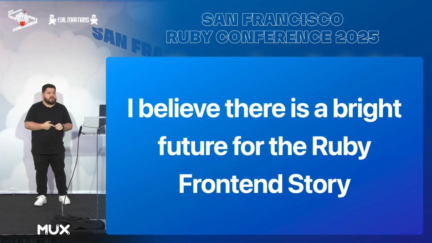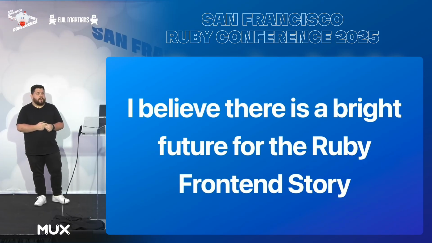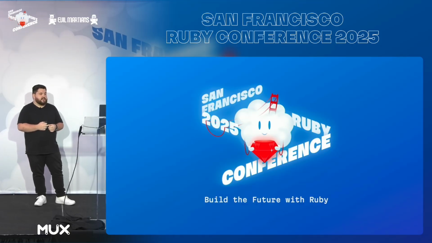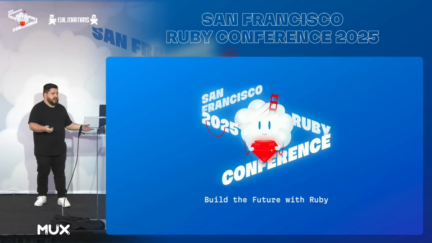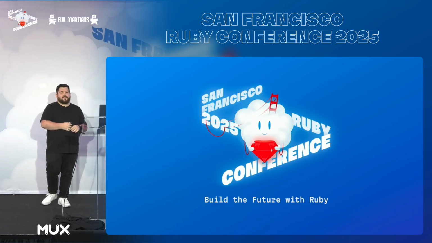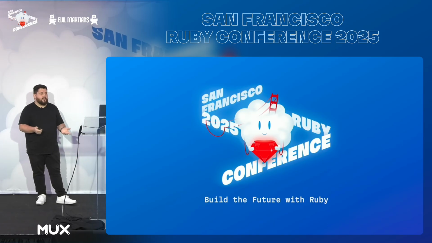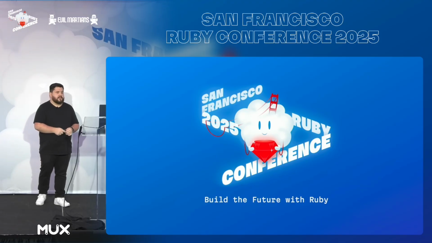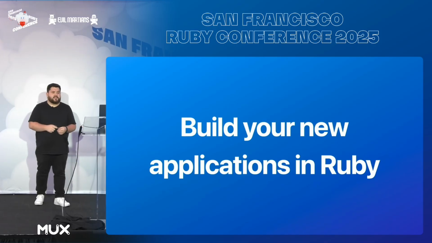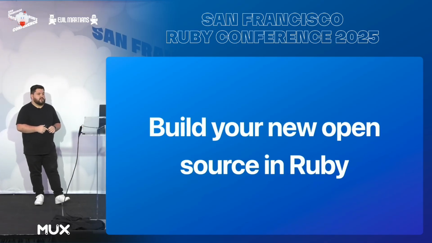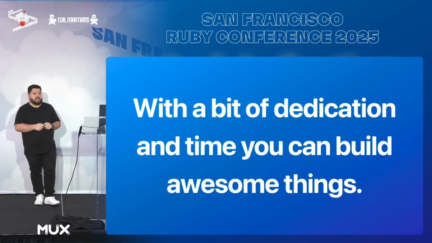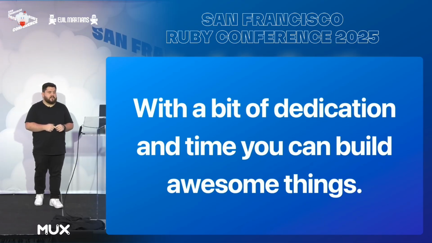With this, I believe there is a bright future for the Ruby frontend story, and I want you to build the future with Ruby, with these tools, ideally. So you don't have to abandon the whole full stack in Rails or in Ruby, but you can use these tools to build more ambitious applications. So build your new applications in Ruby, build new open source in Ruby, and share it with the community. And with a bit of dedication and time, you can build awesome things, even if it seems daunting in the beginning.